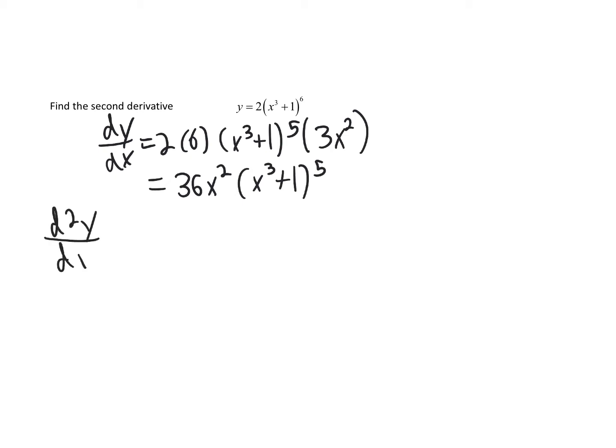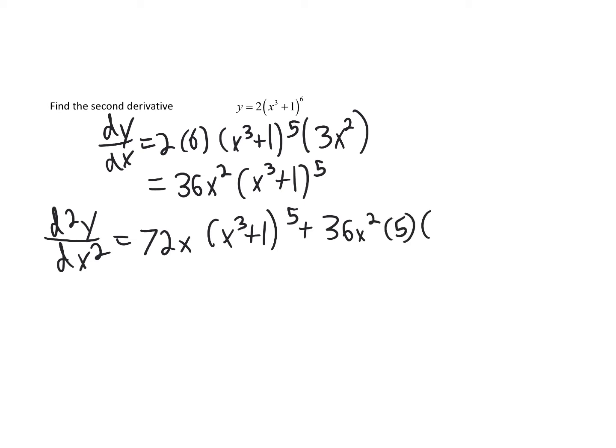But when we go to take the second derivative, we aren't just using the chain rule anymore, we also have to use the product rule. So derivative of the first, rewrite the second, plus the first, and then use the chain rule to take the derivative of the second. Simplify.